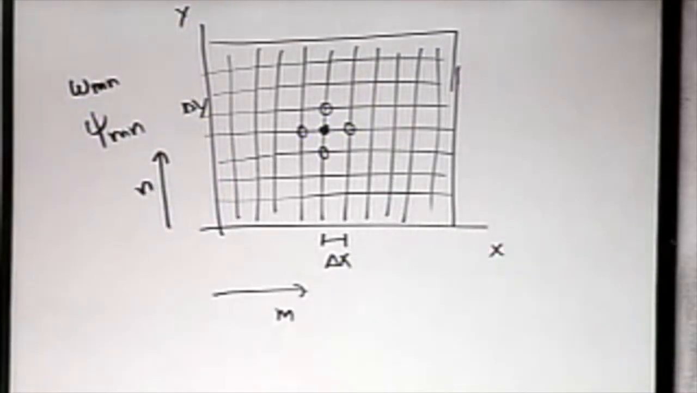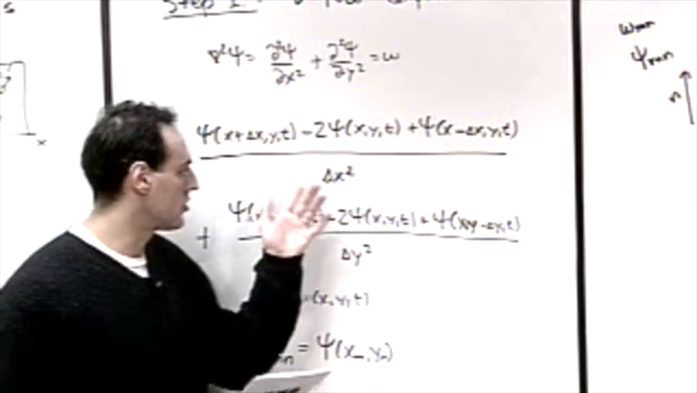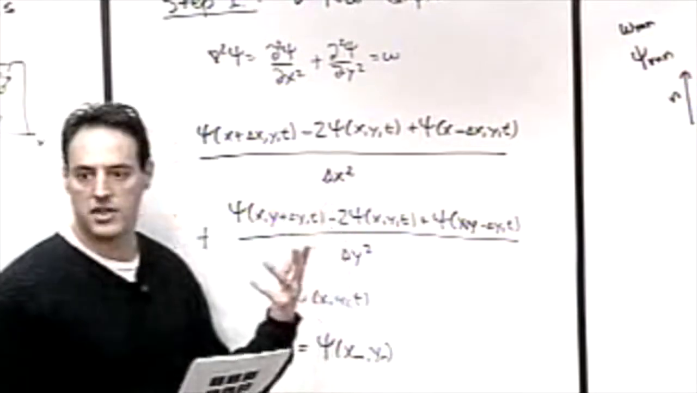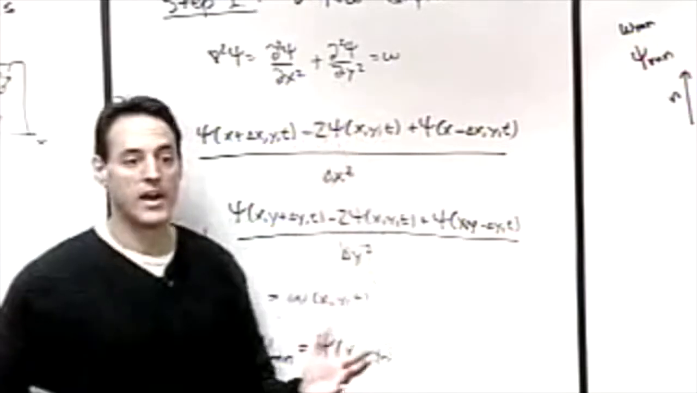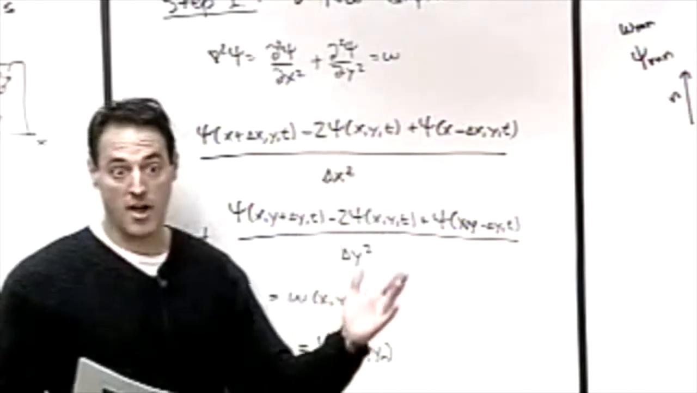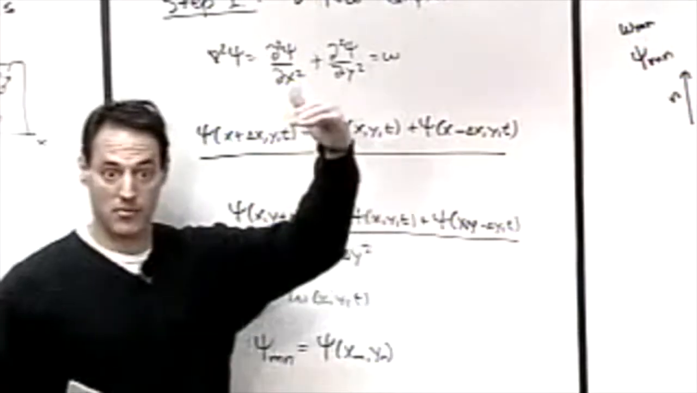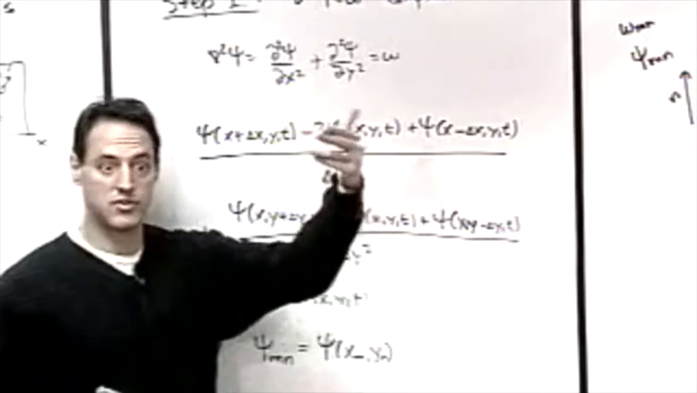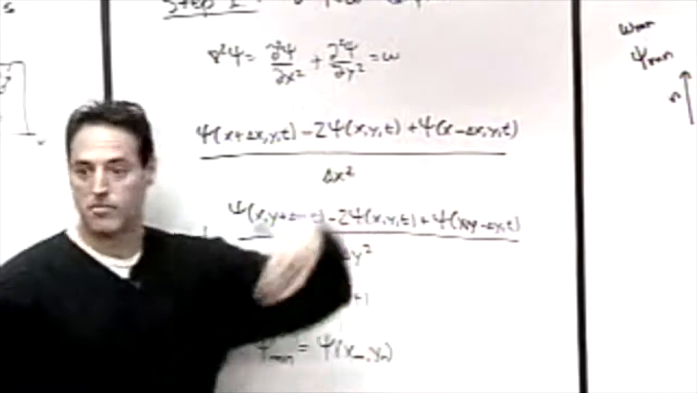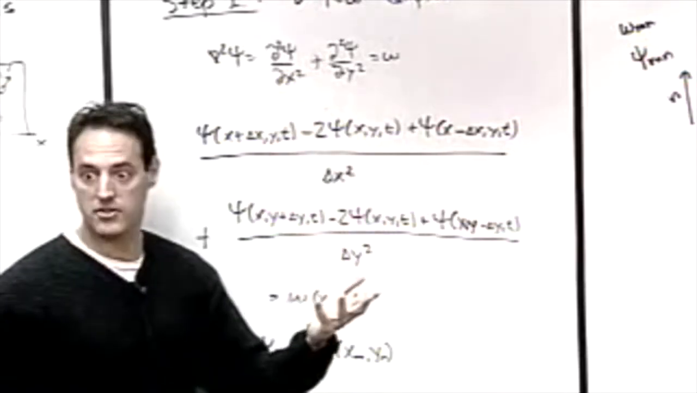The other thing we're going to do here is we're going to do this in such a way that delta x squared and delta y squared are the same. Now let's consider a box that is square, and let's chop it up in x the same way we chop it up in y. So if x goes from 0 to L and y goes from 0 to L, and we chop them both up into 100 points, delta x squared and delta y squared are going to be the same.